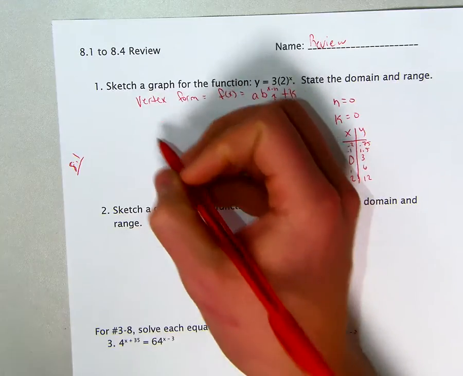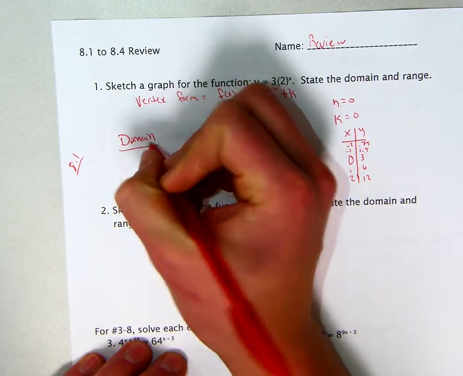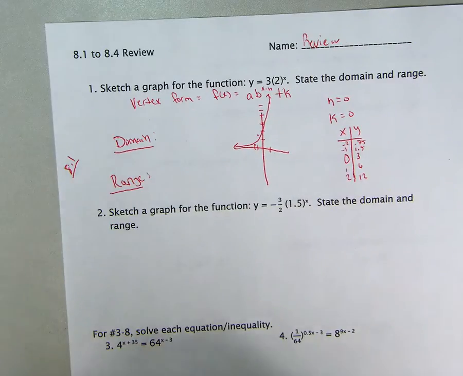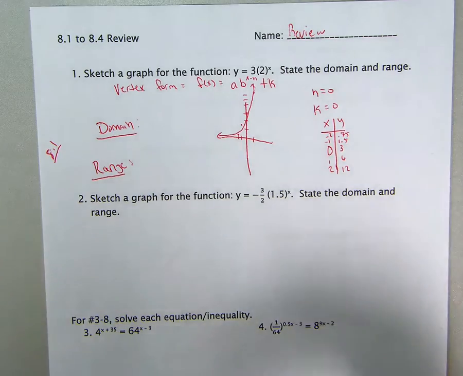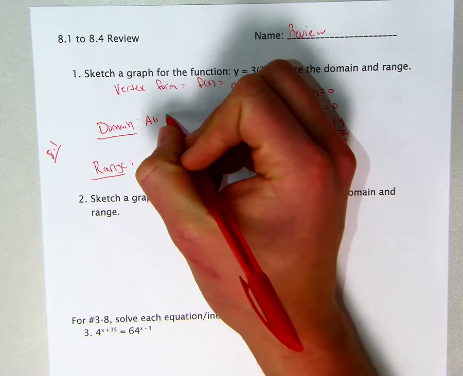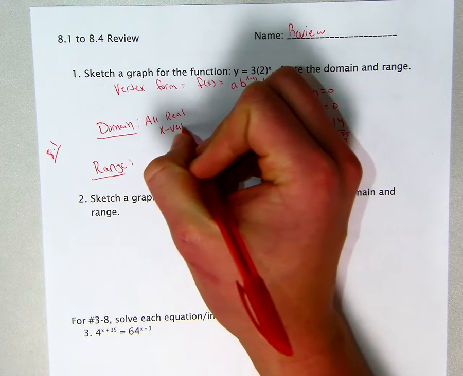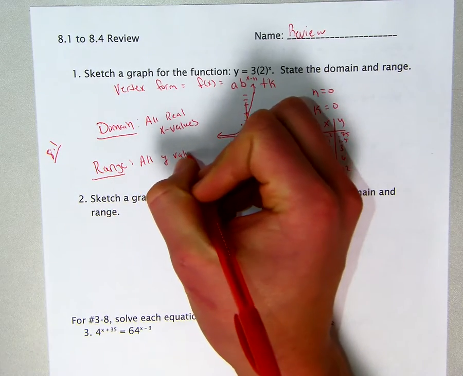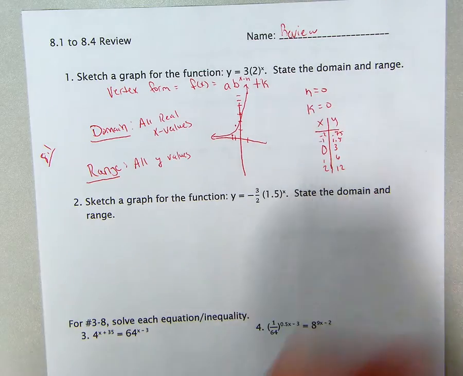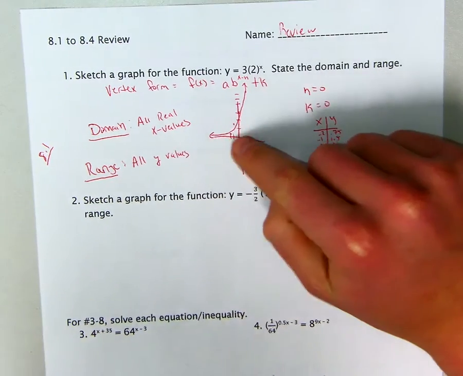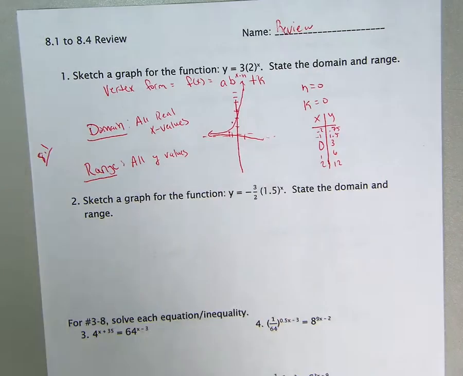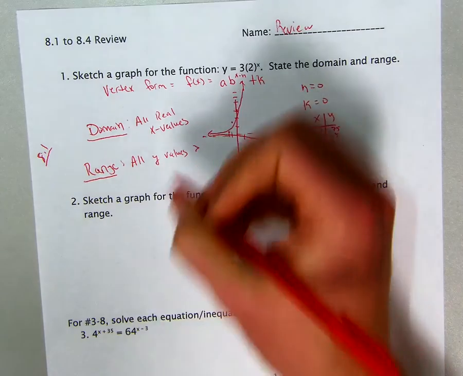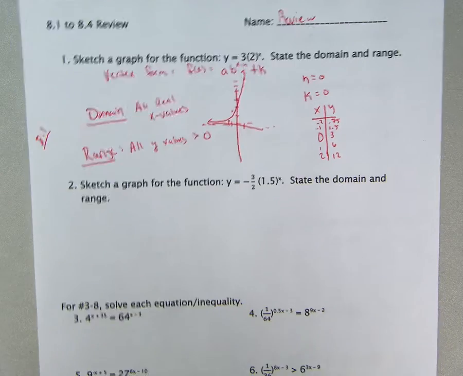And then let's talk about domain and range. Again, domain is all our possible x values. It's always going to be all real x values. Our range is all y values. And again, this depends on your a. It depends if the graph is above or below the horizontal asymptote, which we said was whatever k is. If it's above, it's greater than. If it's below, it's less than. And that's whatever your k value is. All right, so that's how you do something like 8.1.